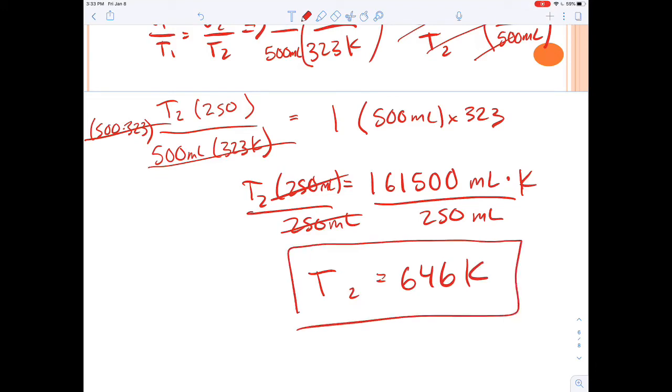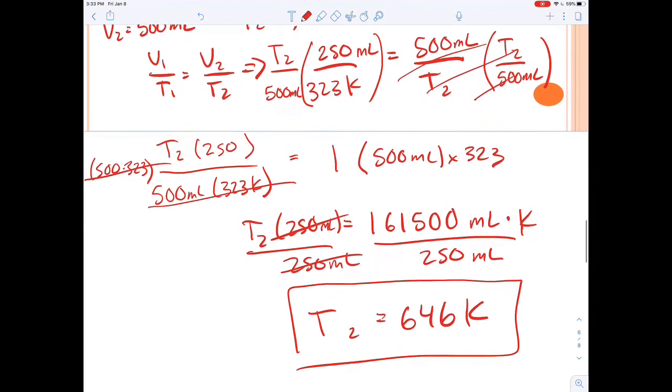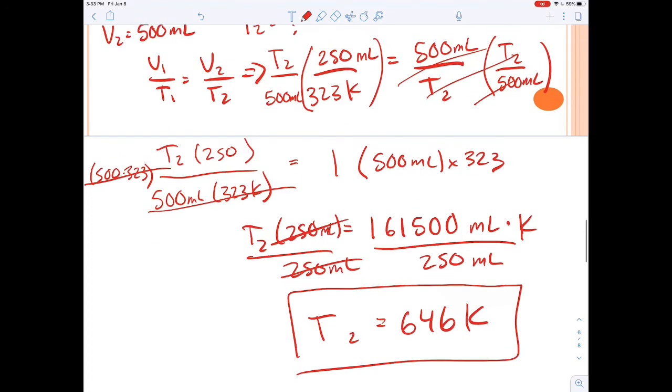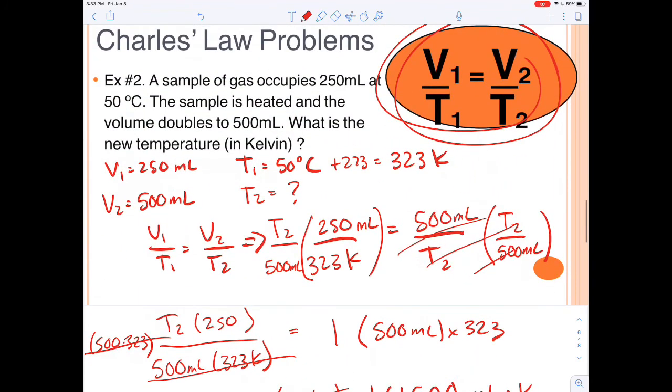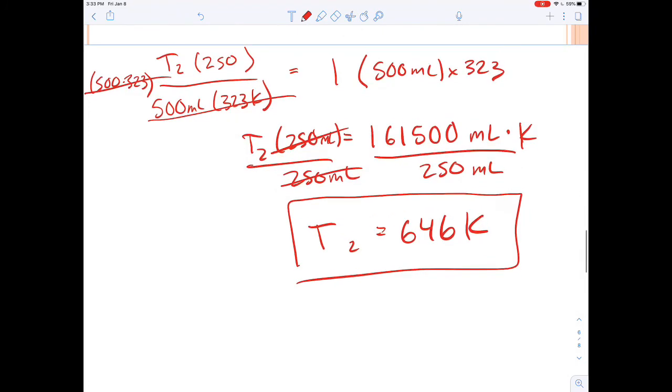Now, I know that was quite a bit of math, and I went through it quickly, but it is just algebra, and you should be decently well versed in algebra. And this is only when you're solving for temperature. So one way to avoid all that math is to just think, remember I said that volume and temperature are directly proportional? Well, if I had 323 Kelvin and the volume doubled, then I should also expect the temperature to double. So if I check my answer, 646 Kelvin is exactly double of what the temperature originally was.